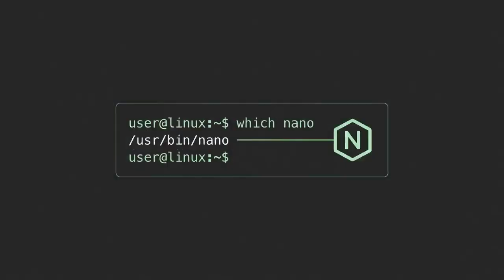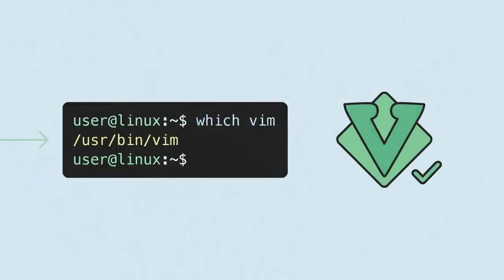Next, we discover which editors are installed on the system using which nano. The which command searches the user's path for an executable and prints its full path if found. Here it returns /usr/bin/nano, confirming nano is available. Running which vim confirms vim is also installed at /usr/bin/vim.